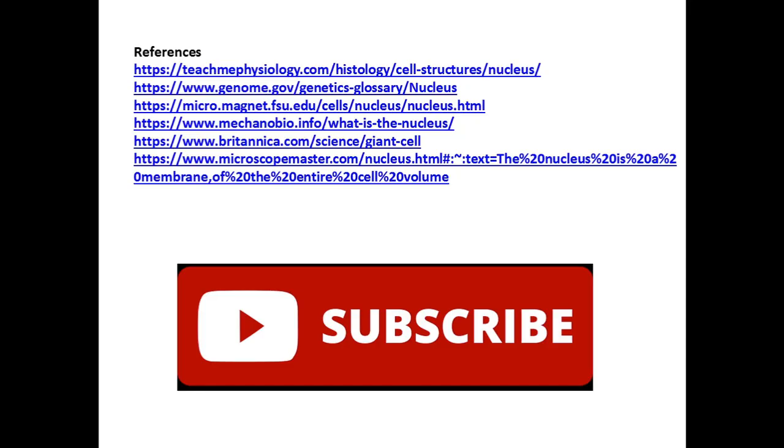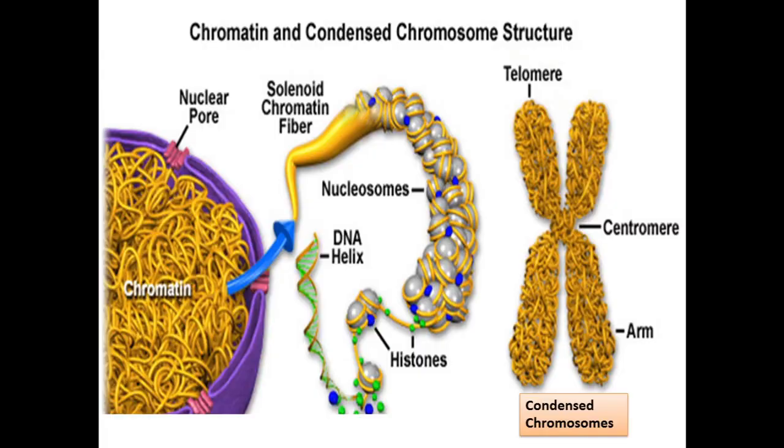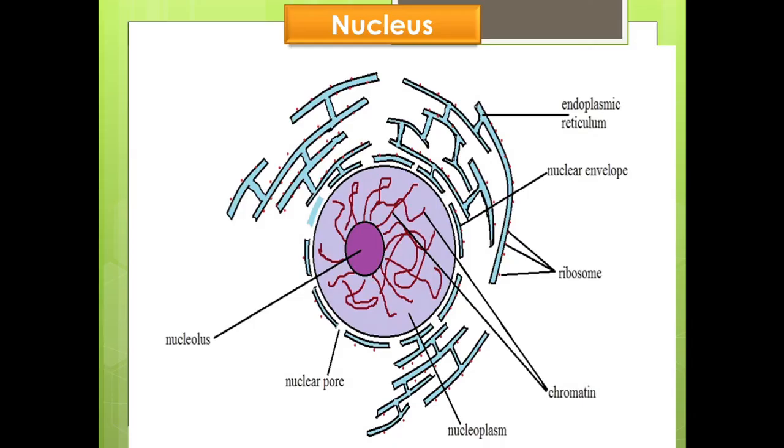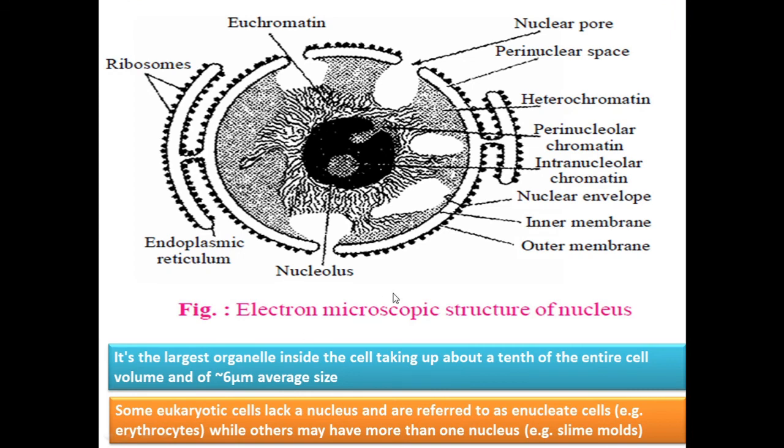These are the references from where the pictures and data have been taken. We can revise the slides. So what is the nuclear structure? We have the nuclear membrane, outer membrane, inner membrane, perinuclear space. Then inside there is the fibrous lamina, which acts as a cytoskeleton. Then the nucleolus inside. Outside the nucleolus we have the perinucleolar chromatin. Inside the nucleolus we have intranucleolar chromatin.